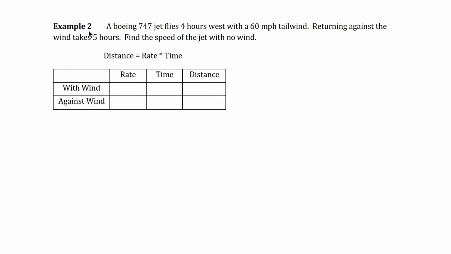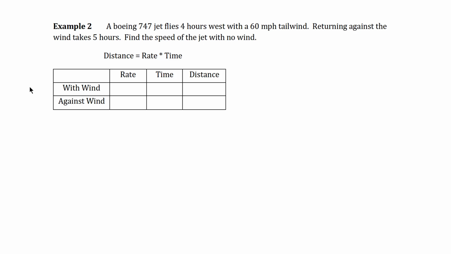For example number 2, a Boeing 747 jet flies 4 hours west with a 60 miles per hour tailwind. Returning against the wind takes 5 hours. Find the speed of the jet with no wind. This is what we call a uniform motion problem, which utilizes the distance equals rate times time formula, or d equals rt for short. We'll also use the chart here to help us construct the equations we need to solve this problem.